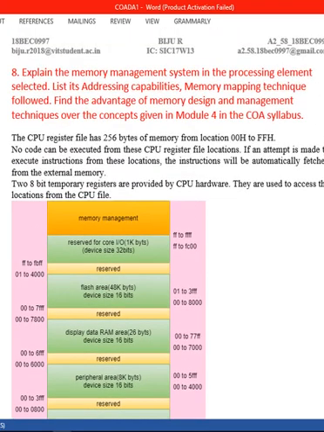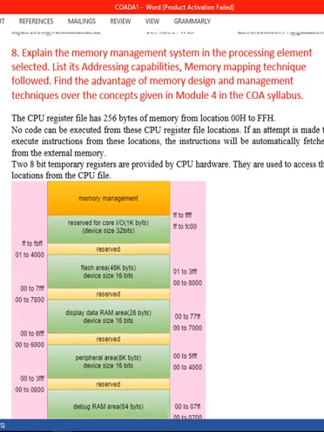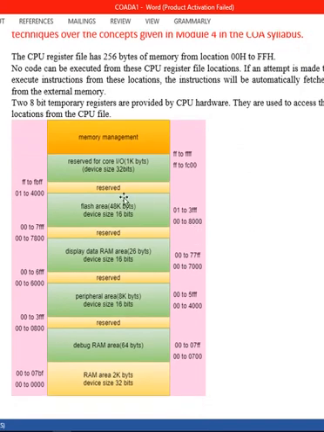The CPU register has 256 bytes of memory locations, from 00H to FFH. Two 8-bit temporary registers are provided by the CPU hardware. They are used to access locations from the CPU file. In that figure also, the device size is 32 bytes and the IO port is 1 kilobyte, with values from FF to FFFF.